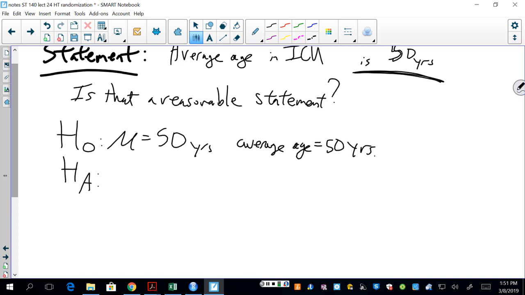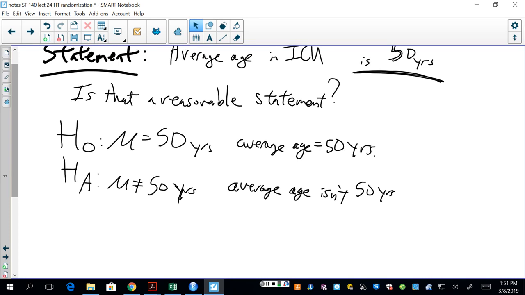When you write reports or write for a company, you don't really write H0 equals something. You write in plain language that the average age was hypothesized to be 50 years. And as this, is that reasonable? The alternative is that it does not equal 50 years. So average age isn't 50 years, right? We're going to look at our data and try to assess that.